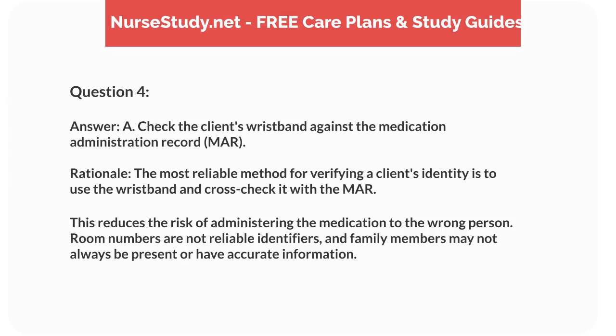Answer: A. Check the client's wristband against the medication administration record, MAR. Rationale: the most reliable method for verifying a client's identity is to use the wristband and cross-check it with the MAR. This reduces the risk of administering the medication to the wrong person. Room numbers are not reliable identifiers, and family members may not always be present or have accurate information.